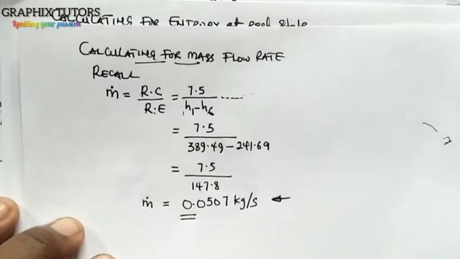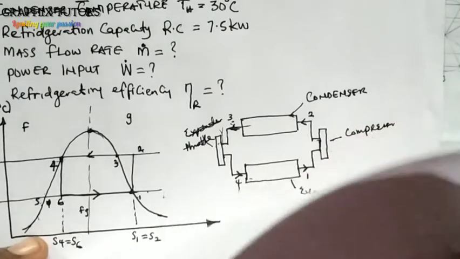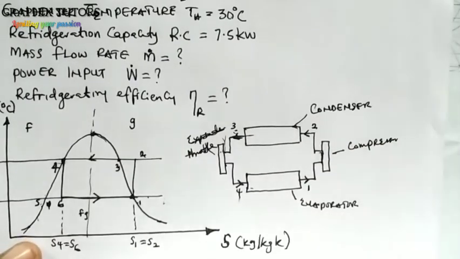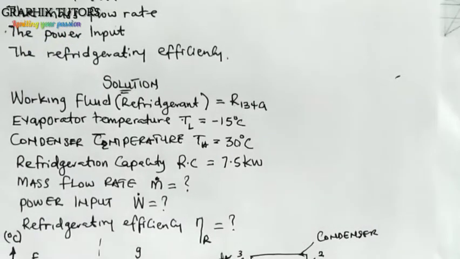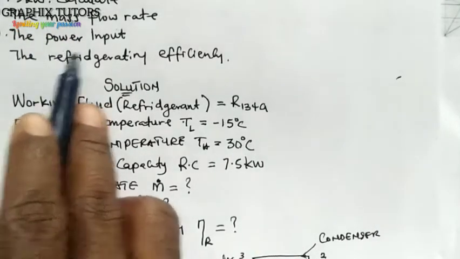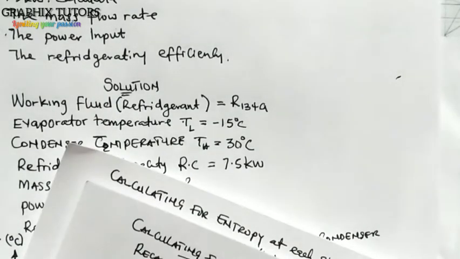Now we've got a mass flow rate. Then the next thing that we are told to calculate here is the power input. So if you look at this, we are told to calculate for what? The power input. You can see that? Power input, which is, we are looking for our power input. So we'll come and do it this way.